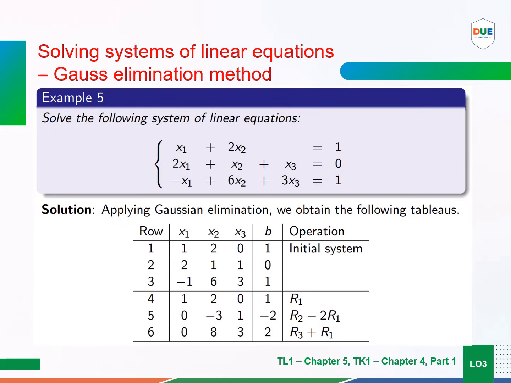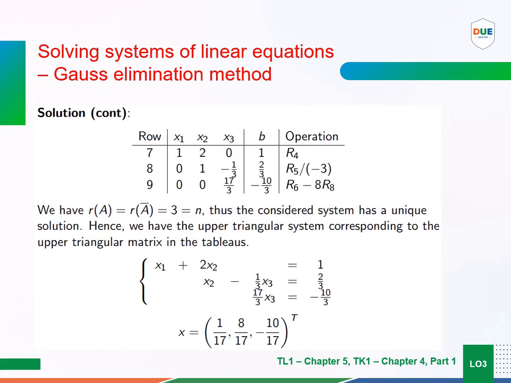Our first goal is to eliminate the entries below the first leading entry. We keep row 1 unchanged. Then, replace row 2 by row 2 minus 2 times row 1. This gives 0, -3, 1, and -2. Next, replace row 3 by row 3 plus row 1. This gives 0, 8, 3, and 2. At this stage, the entries below the first pivot are 0. We can now continue the elimination using the second row.